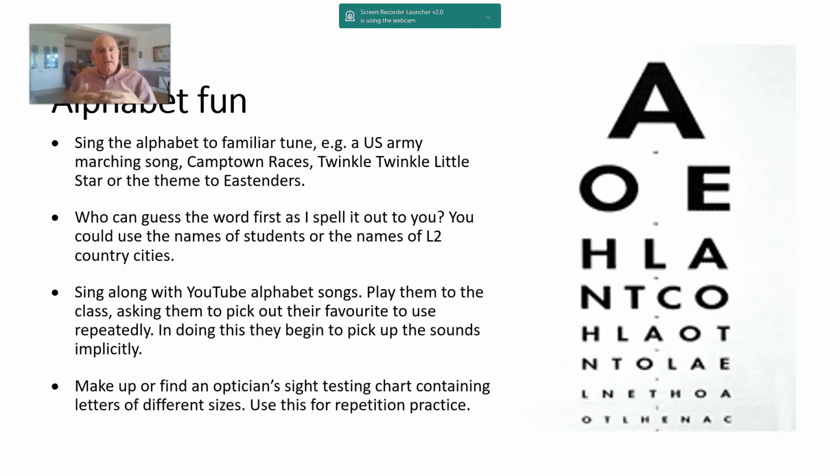My own favourite was, I think, the US Army marching song, A, B, C, D, E, F, G, but you can try other tunes. Camptown Races works well, so does Twinkle Twinkle Little Star, and for people who live in the UK, EastEnders apparently works. Sometimes you have to tweak these a little bit. Another favourite of mine was to get children to guess the word first as it's spelt out. So again, they're hearing nice accurate pronunciations of individual phonemes.